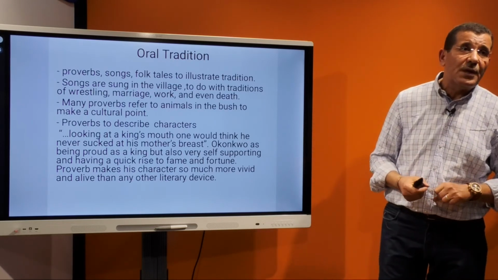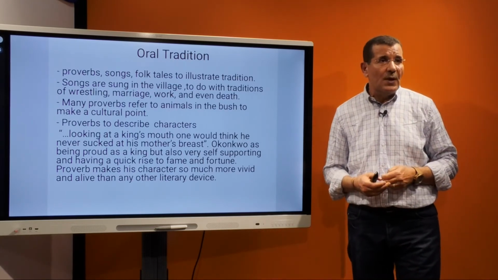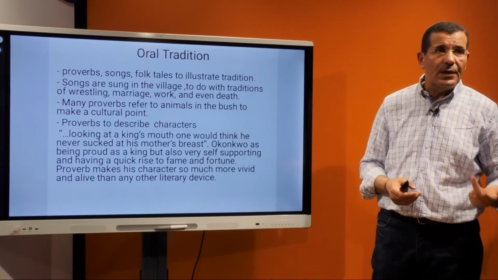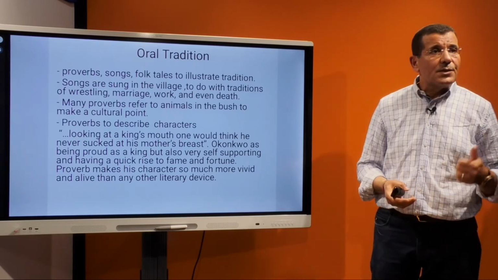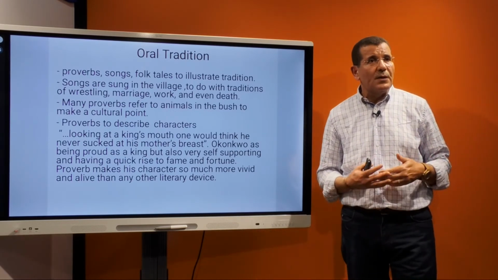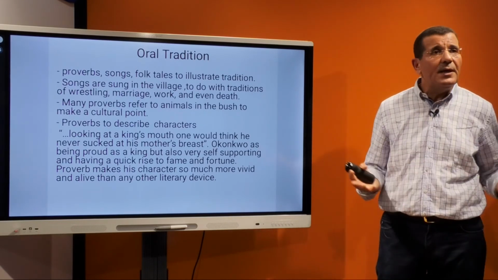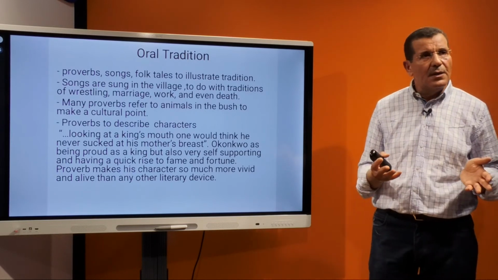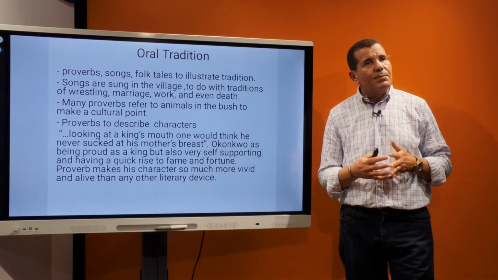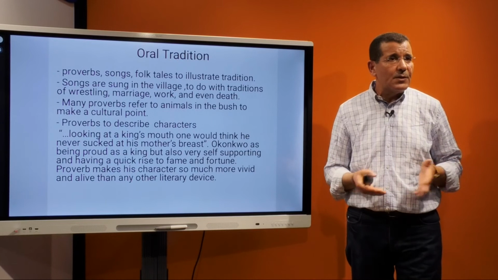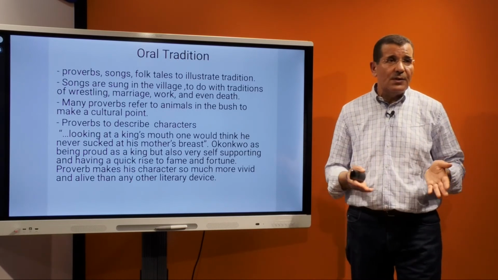Also, in this first part, the importance of oral tradition, proverbs, songs, folk tales, to illustrate tradition. Songs are sung in the village to do with traditions of wrestling, marriage, work, and even death. So in any moment of gathering, there are these songs. And many proverbs refer to animals in the bush to make a cultural point.